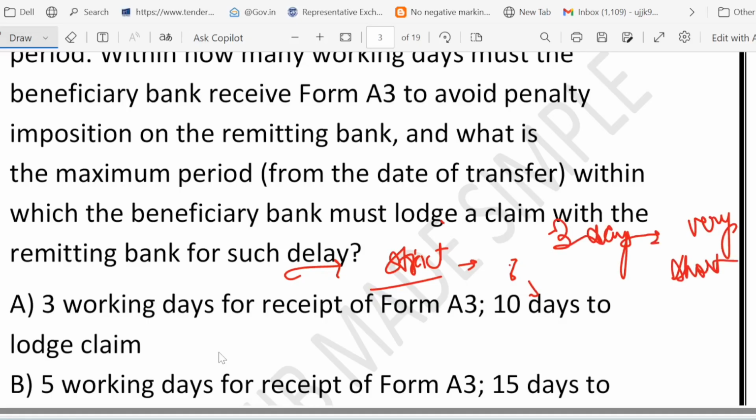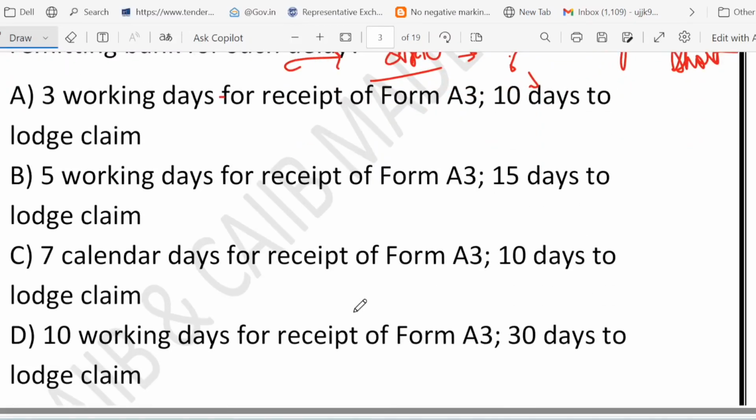3 days is too short for a bank to complete document delivery across branches or cities. FIDE gives slightly more relaxation. So this option is too tight. This is wrong. What about option B, 5 working days? See, this is the correct one.